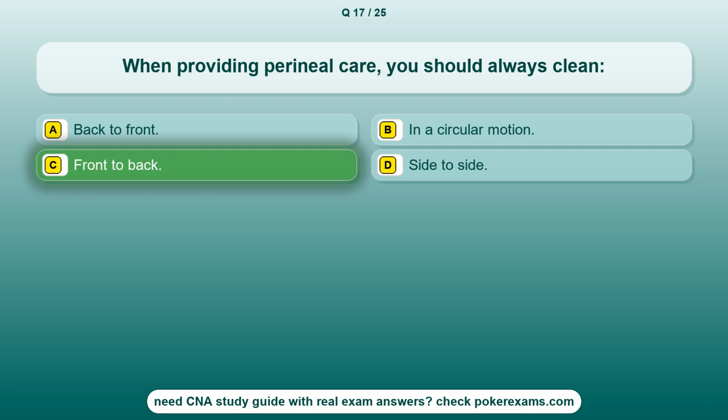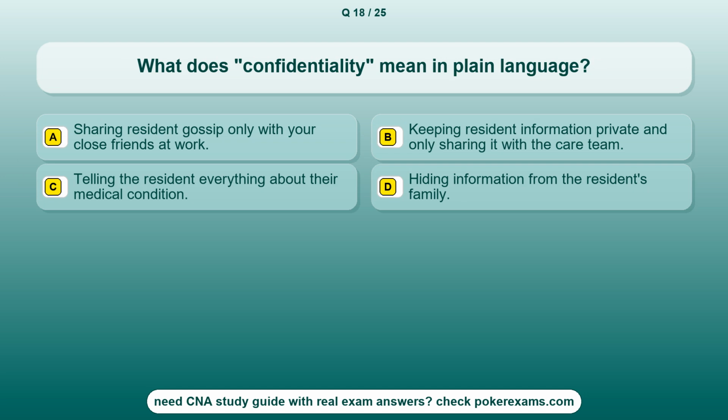The correct answer is option C. Front to back. Question 18. What does confidentiality mean in plain language? Option A. Sharing resident gossip only with your close friends at work. Option B. Keeping resident information private and only sharing it with the care team. Option C. Telling the resident everything about their medical condition. Option D. Hiding information from the resident's family.